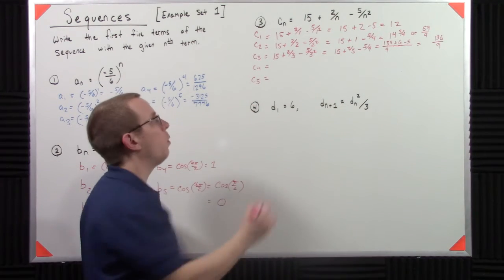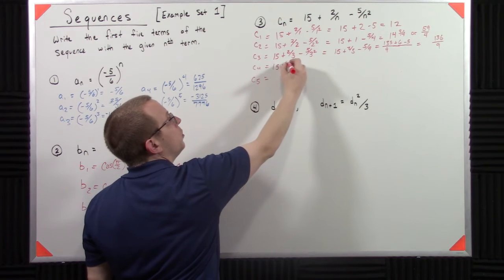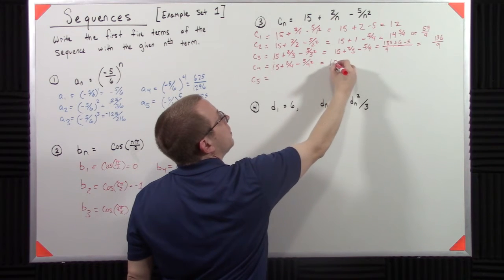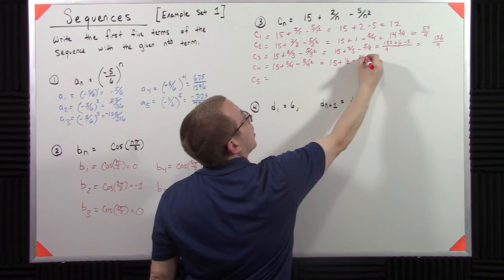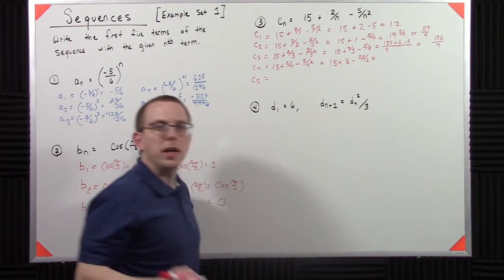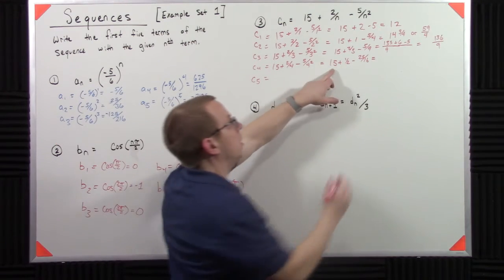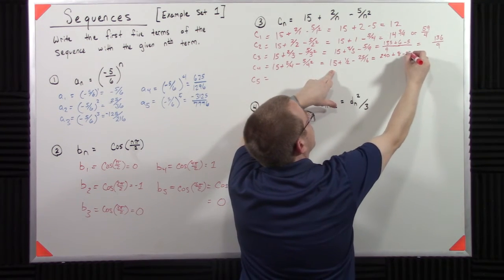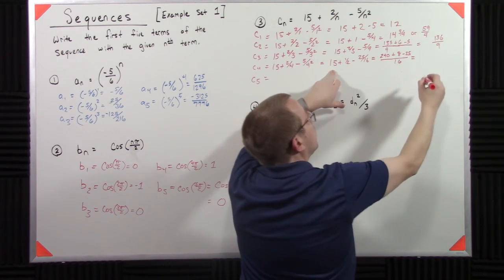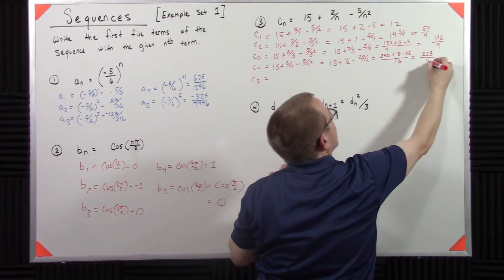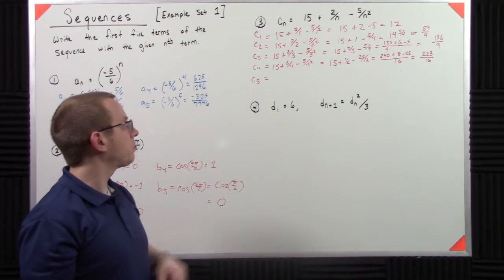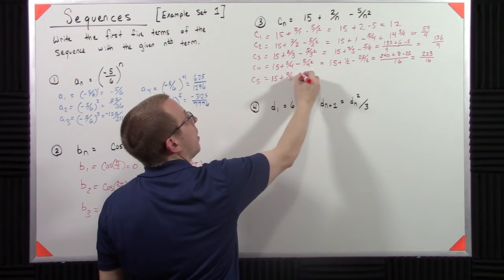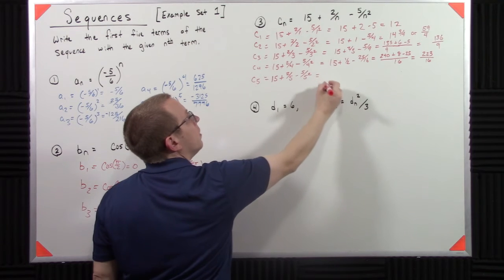Our next one is n equals 4. So we have 2 over 4 minus 5 over 4 squared, which is 15 plus a half minus 25 over 16. So we've got to get a common denominator again of 16. So that'll be 240 plus 8 minus 25 over 16, or 223 over 16. And finally, when we have 5 here, it's 15 plus 2 over 5 minus 5 squared.